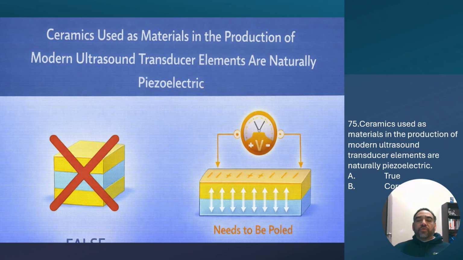We don't use quartz for ultrasound transducers. We use PZT. It's a ceramic. It has to be polarized. So again, if we don't have any polarization, you can't have any voltage production and then no ultrasound.